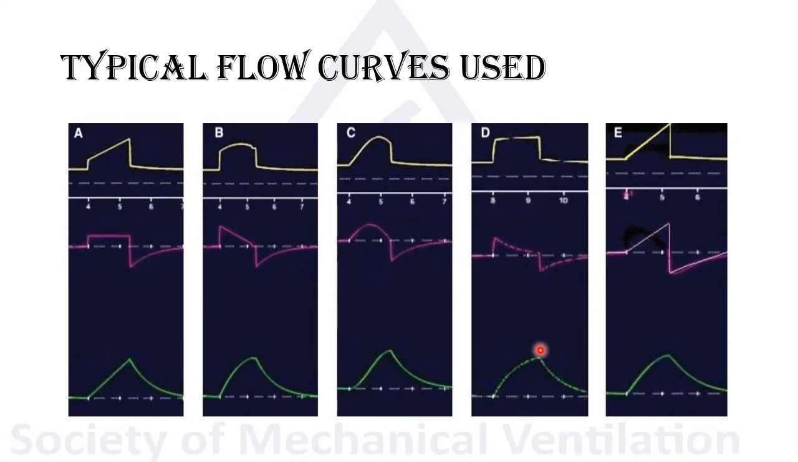So the most common one used is the continuous or the square waveform. Again, the flow is exactly the same during the whole inspiratory cycle, and that gives the airway pressure the shape of a triangle almost in a passive patient, and usually in volume control modes only.